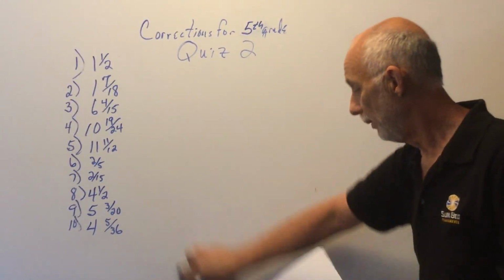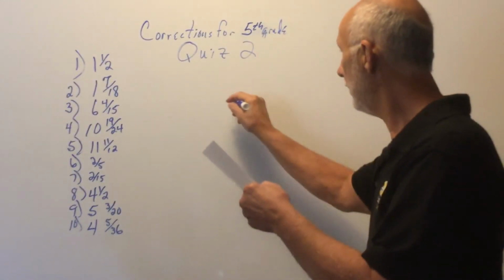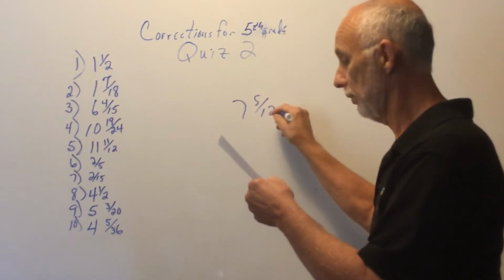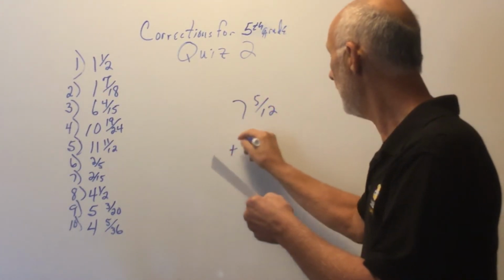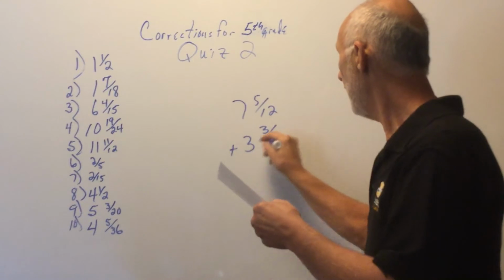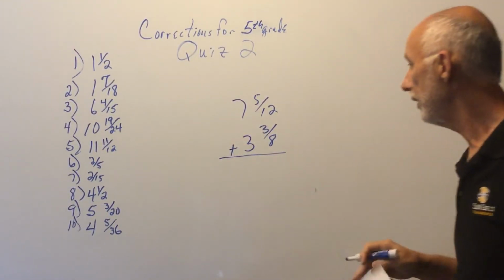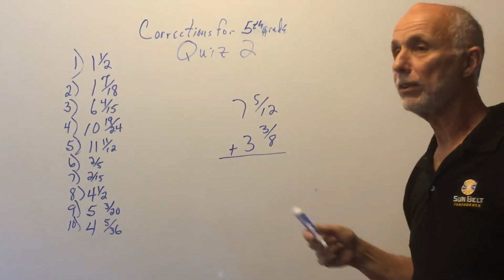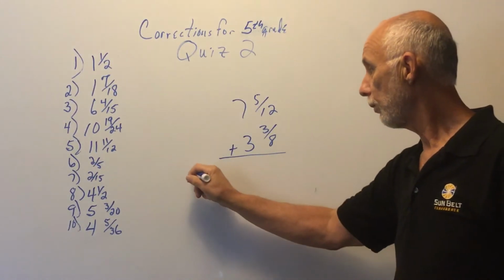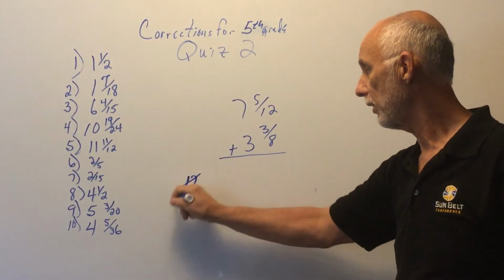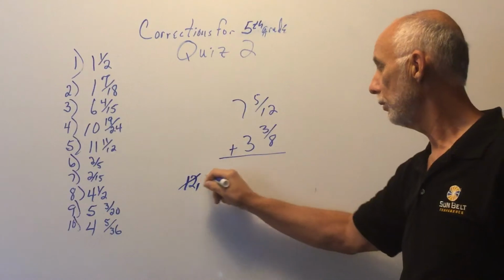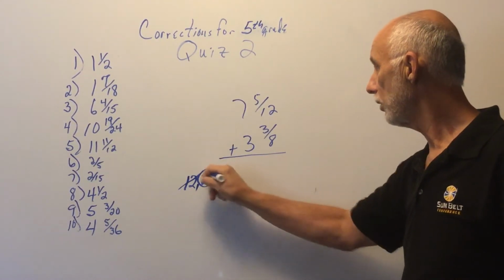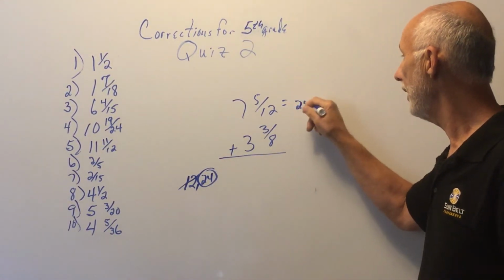The next problem, number 4, said 7 and 5/12 plus 3 and 3/8. Again, I need a common denominator for 12 and 8. List the 12 times table till you find something that 8 goes into. 12 times 1 is 12, 8 does not go into that. 12 times 2 is 24, 8 goes into that. That is my common denominator.